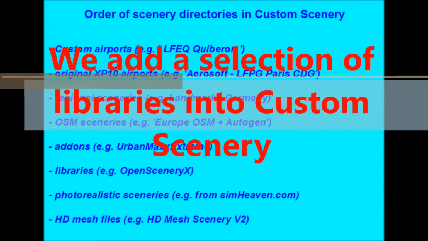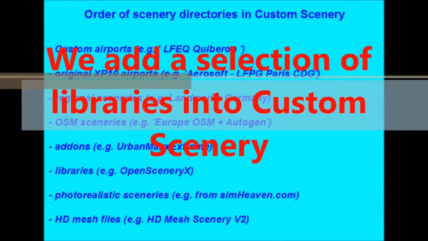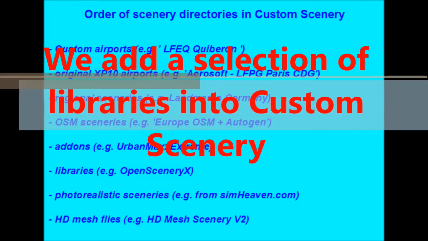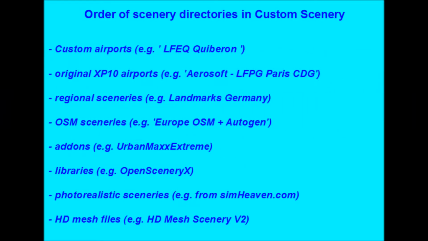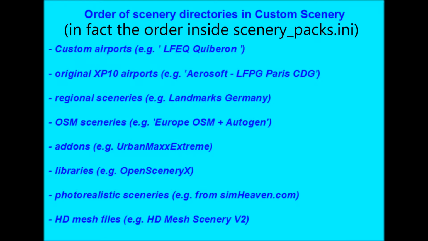The order of sceneries. Inside the scenery pack.ini file, in the custom scenery directory, give the priority of sceneries. A scenery located at the top of the list is displayed with priority above the sceneries appearing below in the list.